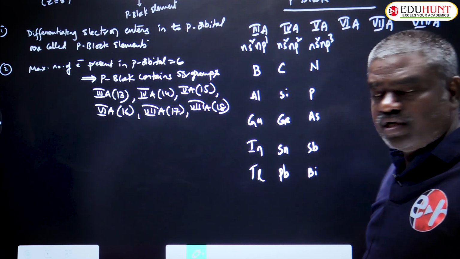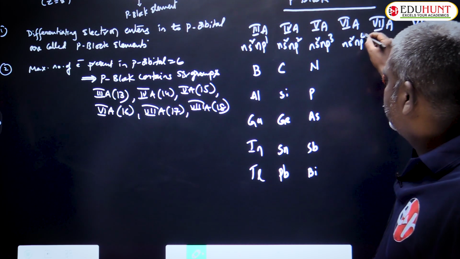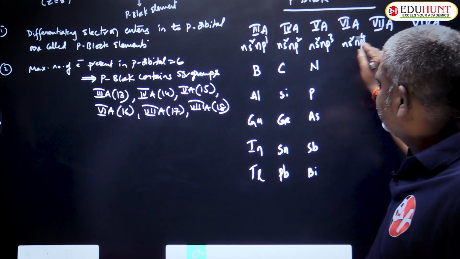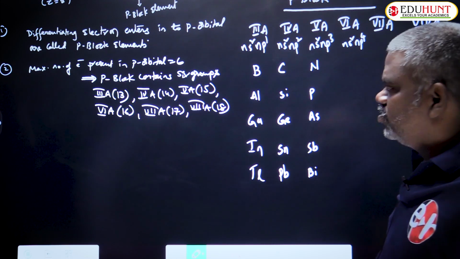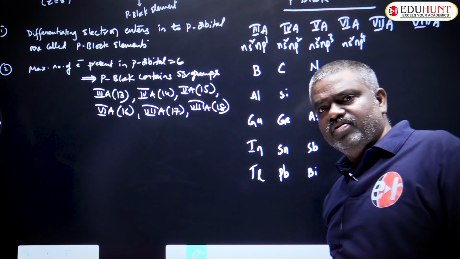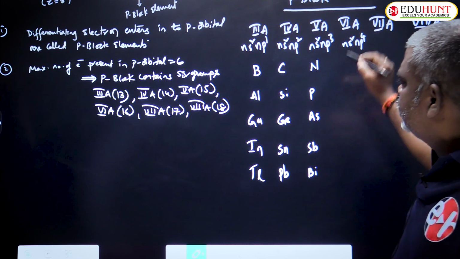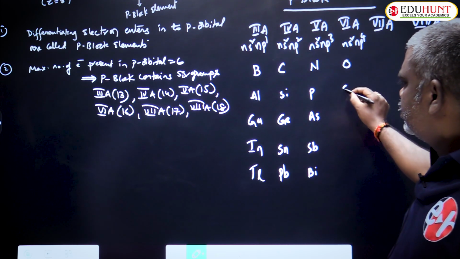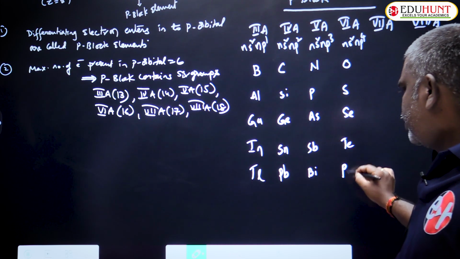6A group elements are ns2 np4. The total valence electrons must be equal to the group number. Understood? In the case of 6A group elements, the elements present are oxygen, sulfur, selenium, tellurium, polonium.